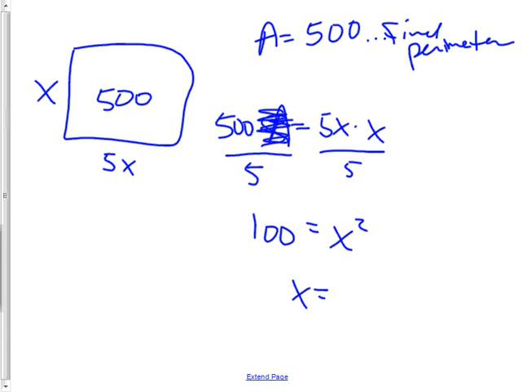What's x got to be? 10. So now I know this was 10, and this was 5 times 10. So it's 10 and 50. Does that make sense? All right, yay.